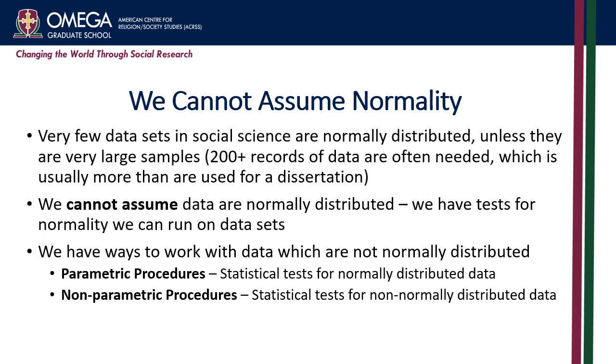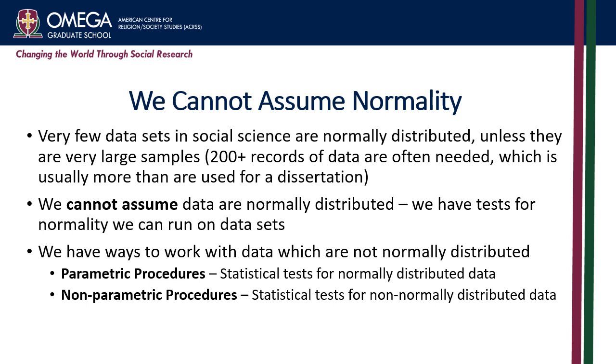Although the normal curve is really helpful for us understanding these broad concepts, we cannot assume normality for every data set. In fact, very few data sets in social science are normally distributed, unless they're very large samples, often 200 or more records of data, and many times it's more than that. And that's typically more than is used in a dissertation. And so most OGS students will not have more than 200 or possibly 500 or 1,000 data records in their sample. We can't assume that data are normally distributed, but we do have statistical tests for normality that we can run to tell us whether or not they are.